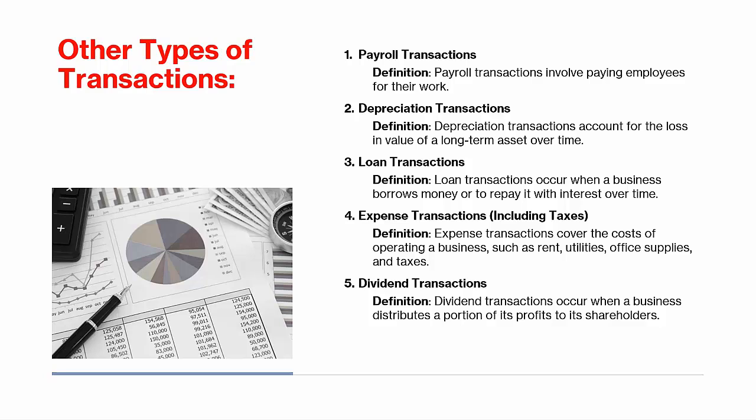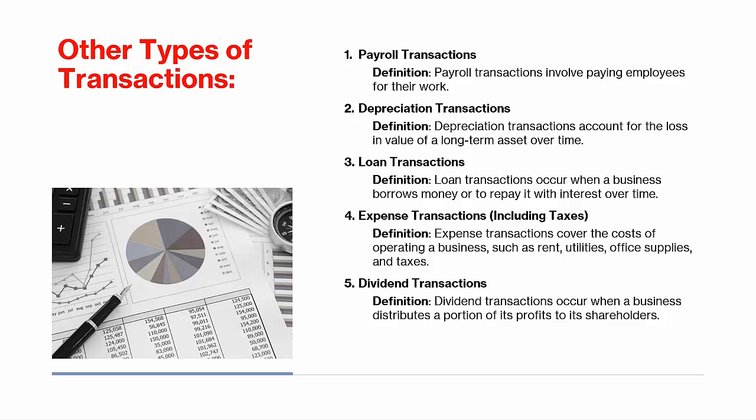3. Loan transactions. Definition. Loan transactions occur when a business borrows money from a bank or financial institution and agrees to repay it with interest over time. Example, let's say you borrow $10,000 from the bank to expand your cafe. You repay this loan in monthly installments over 3 years. These repayments are loan transactions because the business is gradually repaying the loan amount and interest.